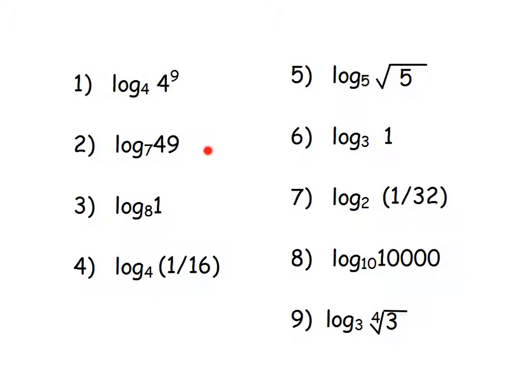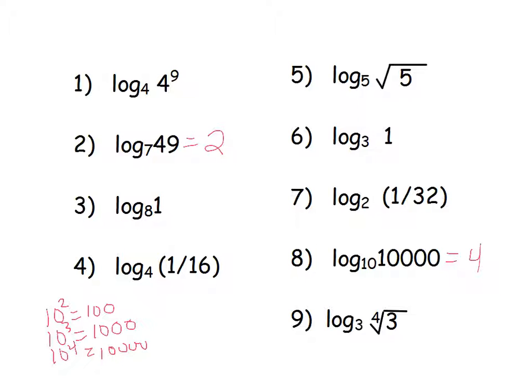7 to some power is 49. We did that one earlier. 7 squared would be 49. How about this number 8? 10 to some power is 10,000. Think about it. If you had 10 squared, that'd be 100. 10 to the third is 1,000. So 10 to the fourth power is 10,000. So that would equal 4.